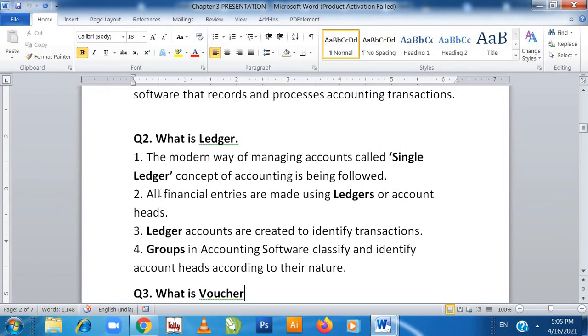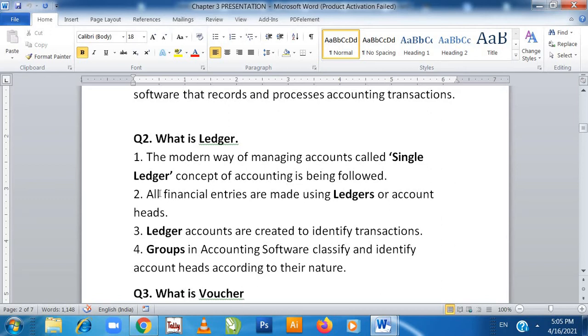Now ledger is the way of managing accounts, and that we need to create under a single ledger. The concept of accounting is being followed. All financial entries are made using ledgers or account heads. Why is it called account heads? Because it is created to identify transactions. Now let's say I have made an entry for any party, any supplier. So that supplier name I have to create in the form of a ledger.